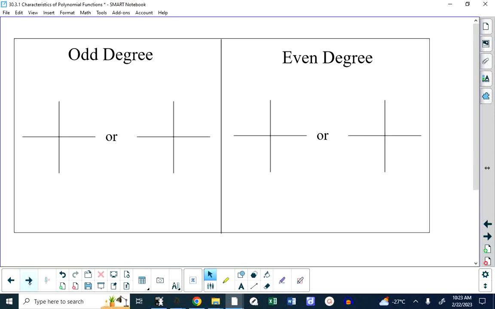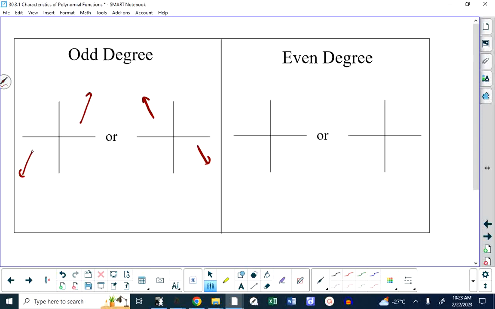So, odd degree has to have this for the end behavior. I don't care what happens in between. You know, all that stuff when I write leading term plus stuff plus constant term. I don't care about that filler in the sandwich, in the polynomial sandwich.